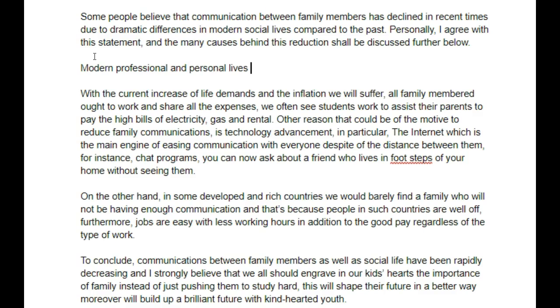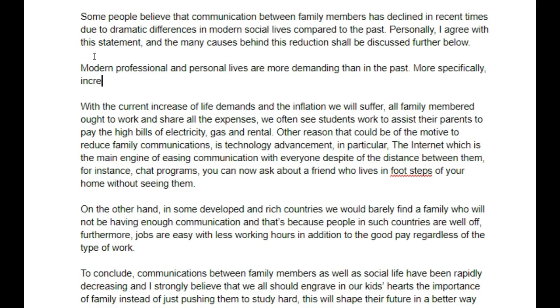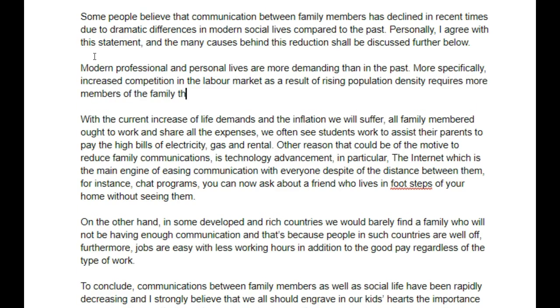Modern professional and personal lives are more demanding than in the past. So this is a good topic sentence because it just gives us a brief introduction to what you're talking about. Then we explain it fully. So more specifically, increased competition in the labour market as a result of rising population density or levels requires more members of the family than ever before to work full-time.